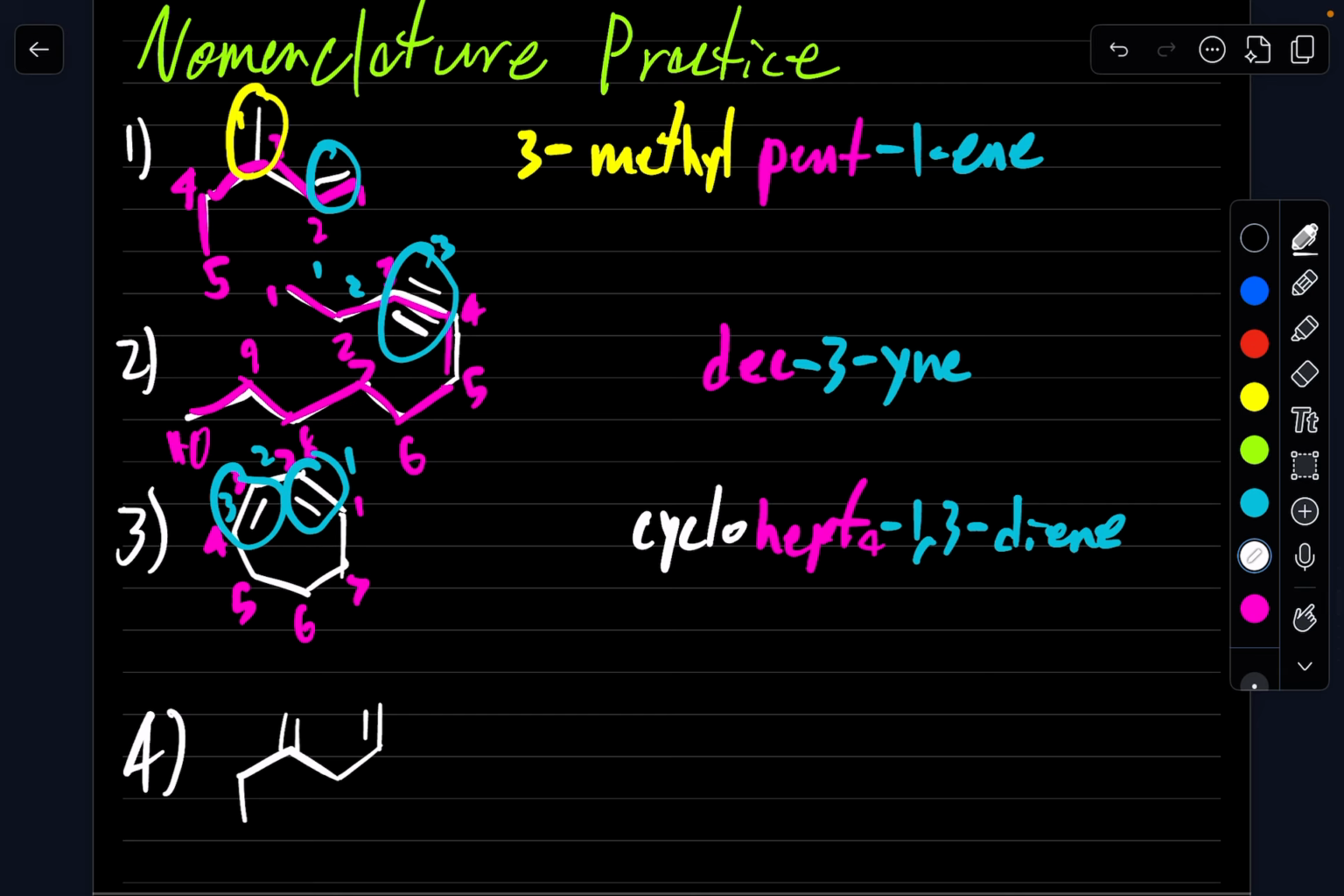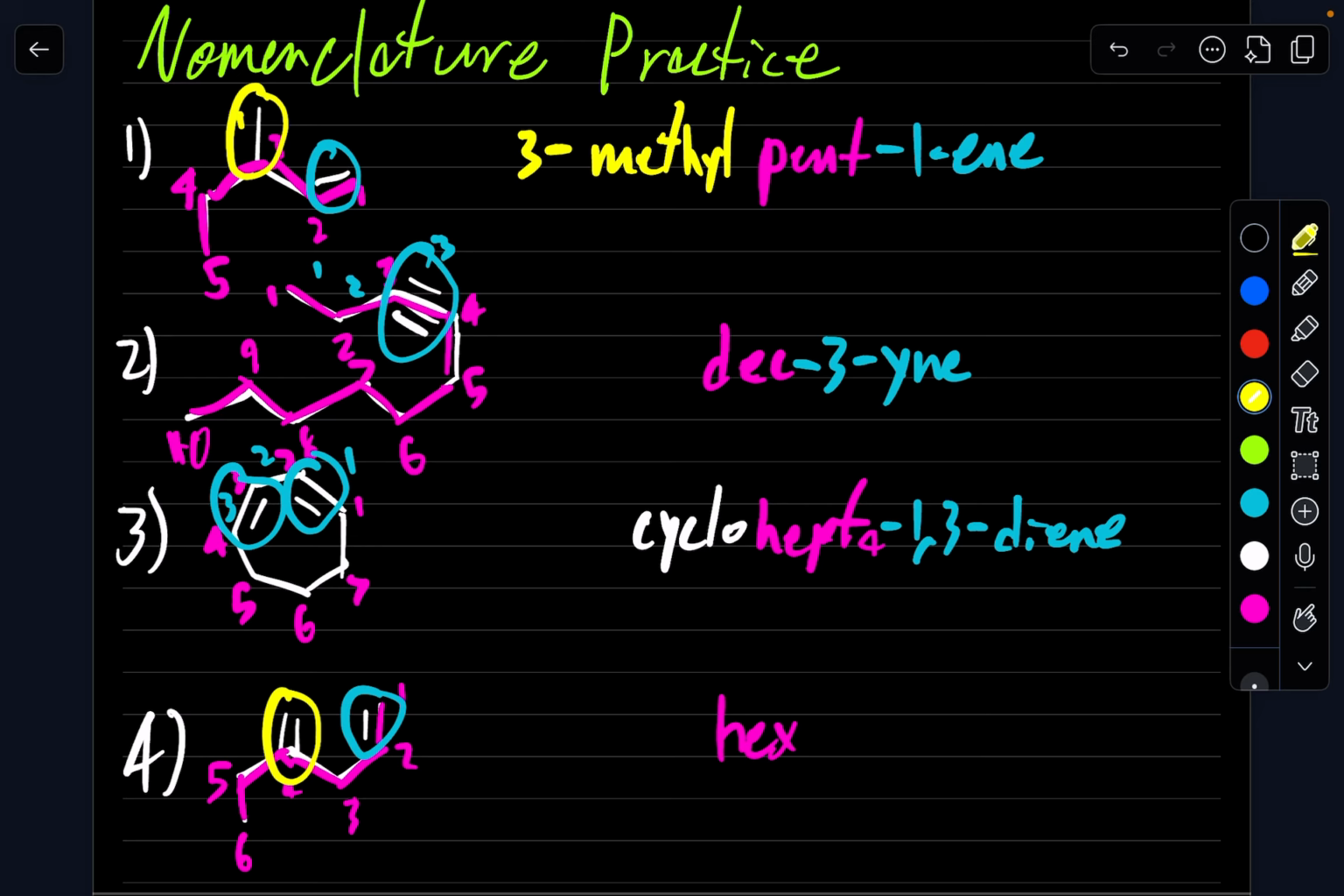Okay, so number 4 is a little different. Let's just start off with the main chain. That will look like this, and there are 6 carbons in the main chain. So that's going to be hex. There are 2 double bonds, but notice how one of them is not on the main chain. So this one is actually a substituent.